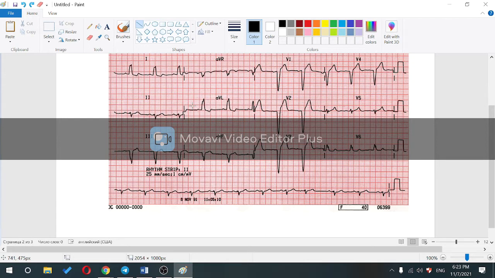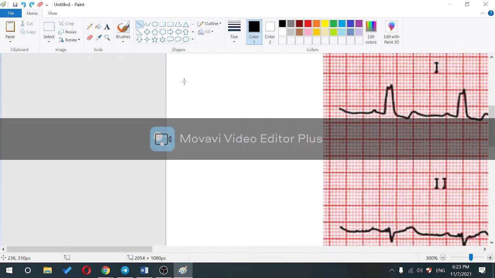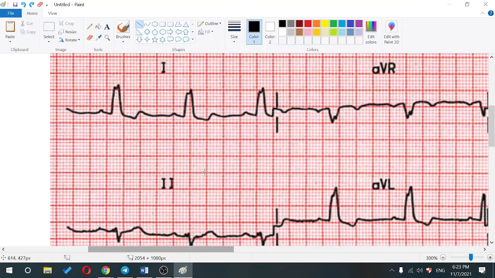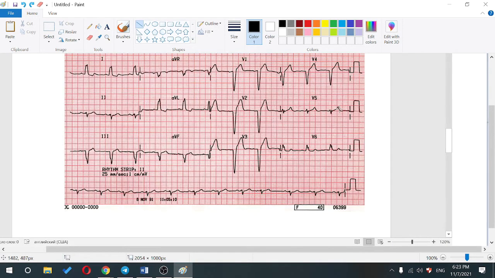After, let's follow the algorithm, the QT. Okay, the QT interval here, you can see, well, to make it simple for you, because I did this already, I counted everything, it's normal. So, after the QT, what do you have to check?